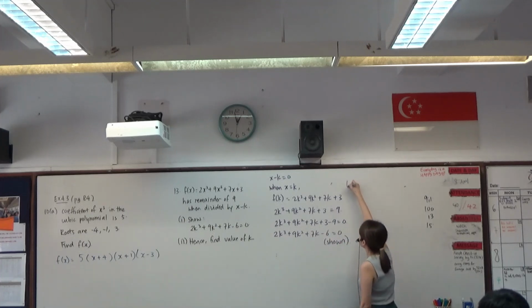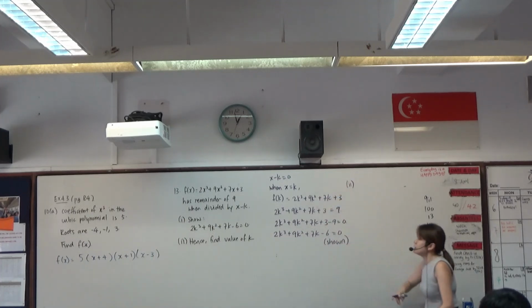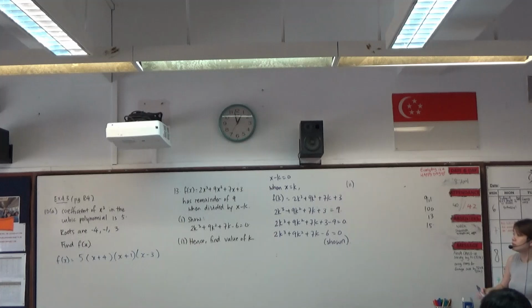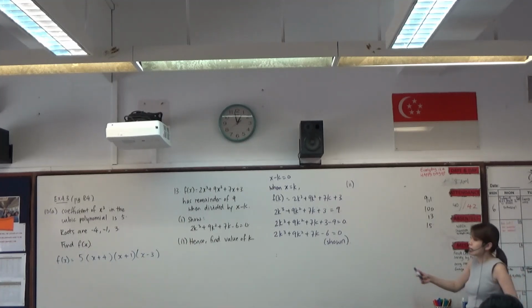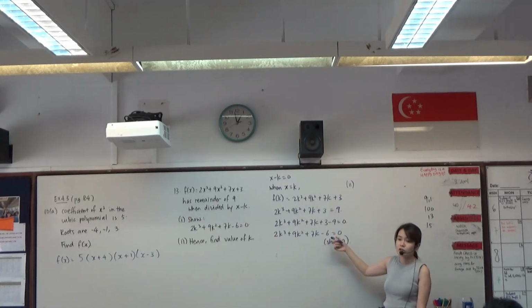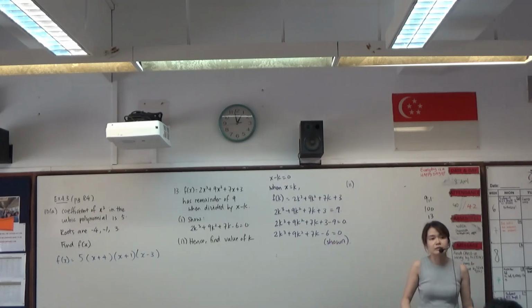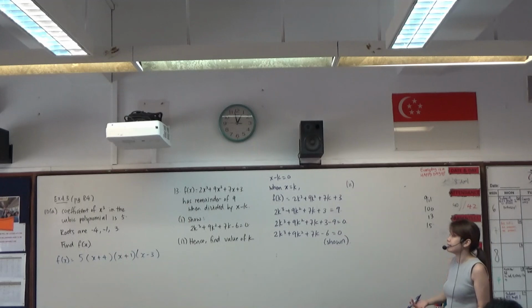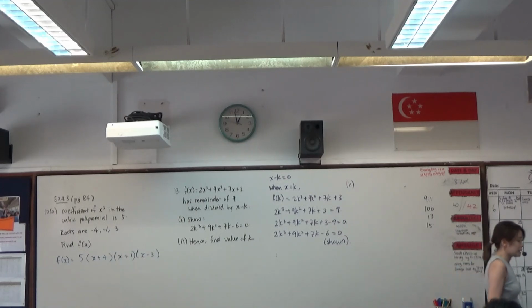Okay, then in part 2, we want to hence find the value of k. Since the question says hence, you need to make use of the answer in part 1. What kind of equation is this? A cubic, right? So we follow the sequence of steps. We need to first find out what is the factor. So use your calculator.